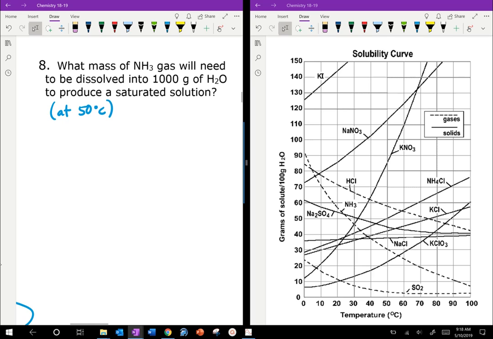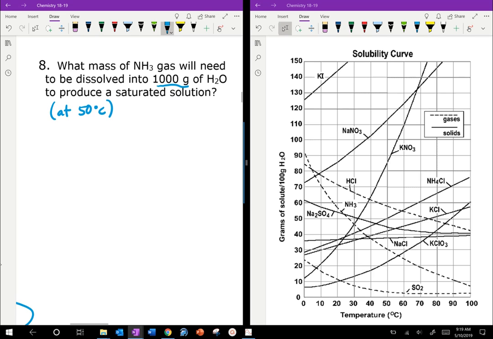It's actually pretty simple because we're going into 1,000 grams of water. That's 10 times the normal batch, right? Because the normal batch is 100 grams of water. So we're just going to need to look at the curve and multiply it times 10 in order to make this work. So at 50 degrees, ammonia's curve is one of these dashed line curves.